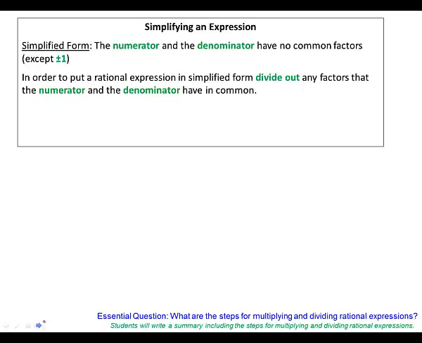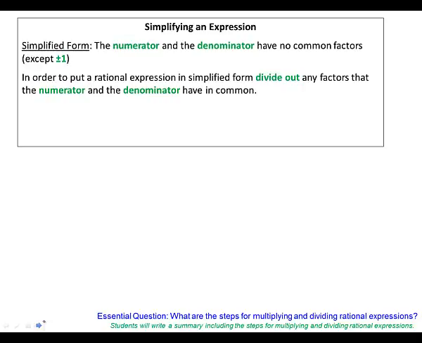Okay, so we're going to start with simplifying. Basically, if you can do simplifying, you can do all the rest of them, because all the rest of them are just one extra tiny little step that you have to remember to do. So once we learn this one, it really isn't that big of a deal to pick up the others. Basically, the simplified form of the numerator and denominator have no common factors except plus or minus 1.